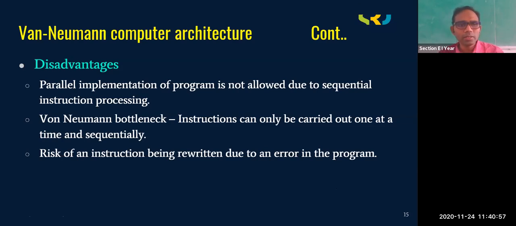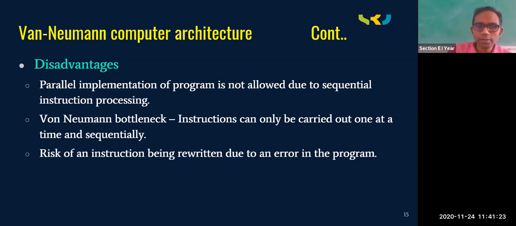One human architecture has a bottleneck, that is instructions can only be carried out one at a time, meaning you cannot execute more than one instruction. A server requires processing thousands or billions of instructions at a time, whereas one human architecture cannot do that. It can execute only one instruction at a time. If you see a small mobile phone which is not a smartphone, it can open only one screen at a time, one application at a time. That is the example of one human architecture.